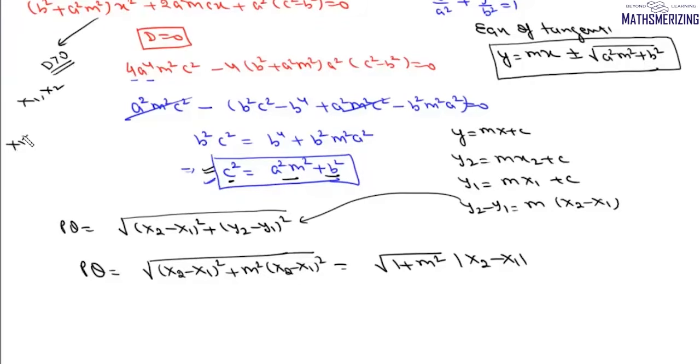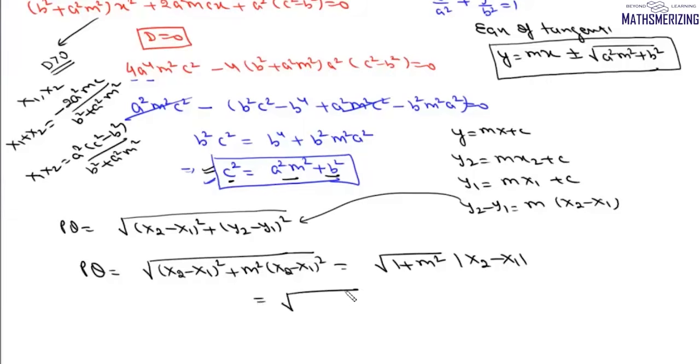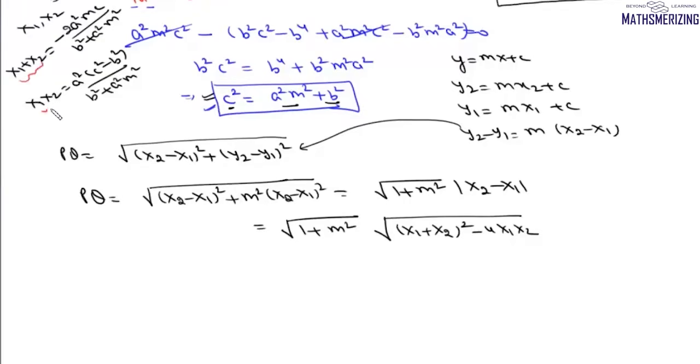Now if we write sum of roots, it will be x1 plus x2 is minus b upon a. So it will be simply 2 a square m into c upon b square plus a square m square, and then we can write product of roots, which is x1 x2, and there will be a square c square minus b square upon b square plus a square m square. So we can write x2 minus x1 as under root of 1 plus m square, and here we'll write it as under root of x1 plus x2 whole square minus 4 x1 x2.